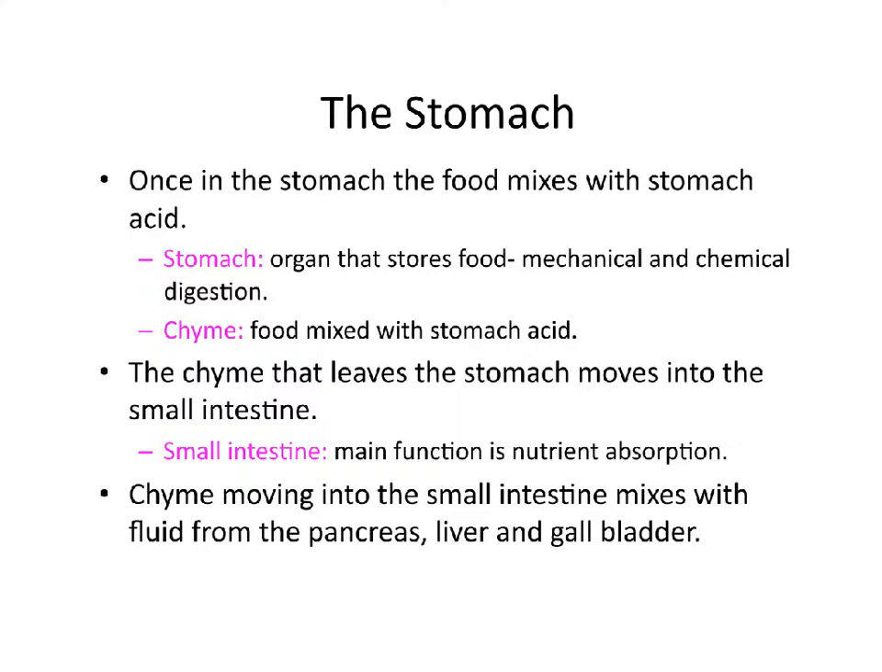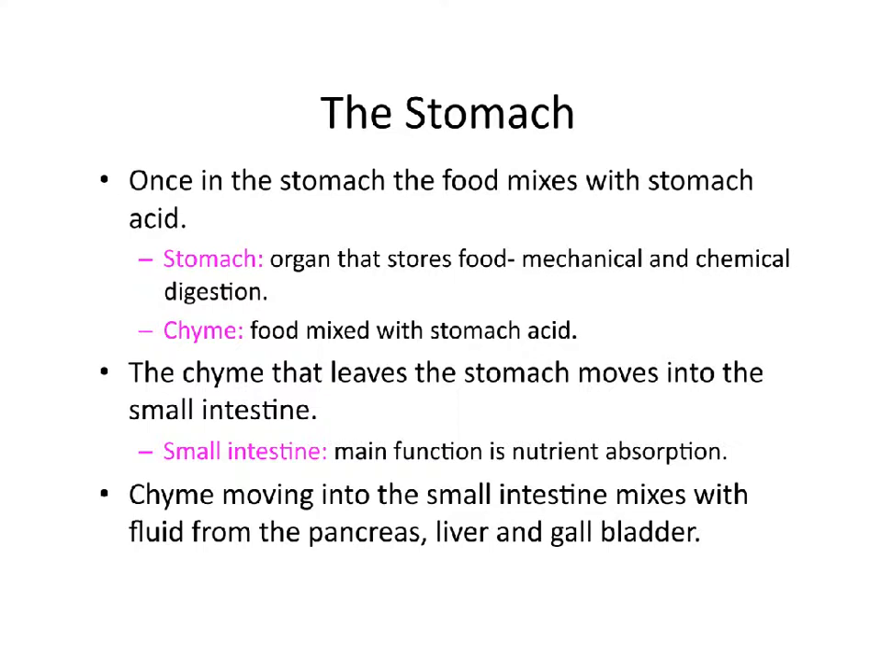Once the food has been exposed properly to acid and it's ready to move on, it's going to leave the stomach and go through a valve. So you've got a valve at the top of your stomach, at the bottom of your esophagus. You've got a valve at the bottom of your stomach, between the stomach and the small intestine, that controls when food passes. It's going to leave that valve at the bottom of the stomach and enter directly into the small intestine. Now, your small intestine is the main site of nutrient absorption.